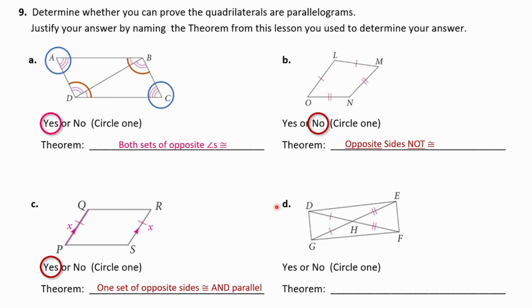And then finally, in part D, you might be tempted to say yes. However, the diagonals are not actually bisecting one another. I would need the single tick mark to be on both sections or segments of the same diagonal. So I don't have what I need in order for me to say without a doubt that this thing is in fact a parallelogram.